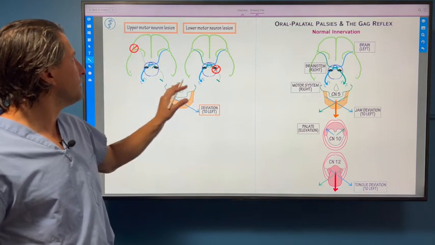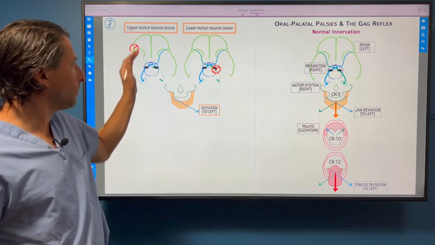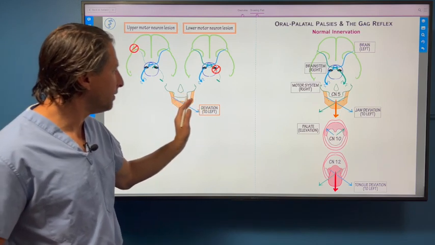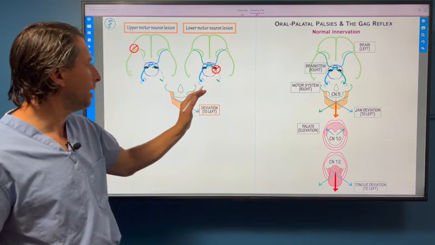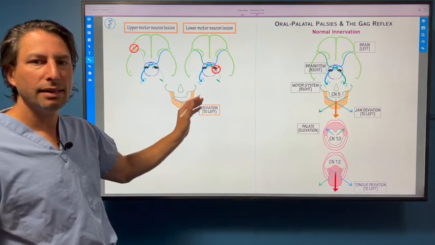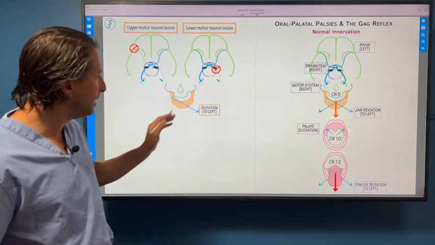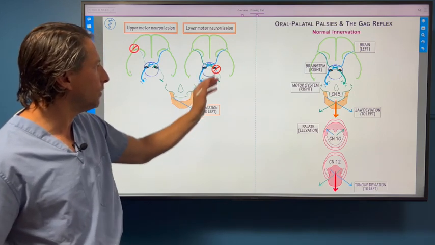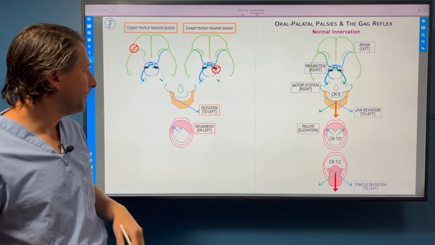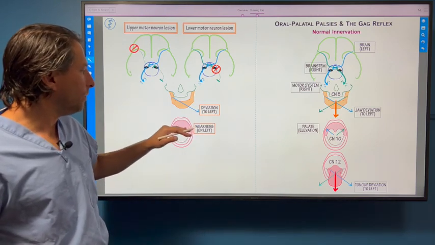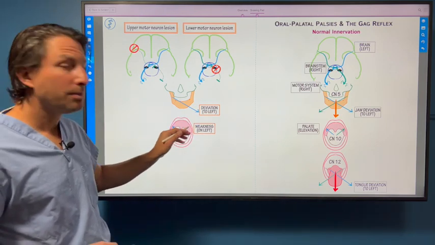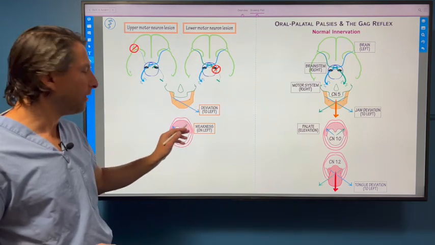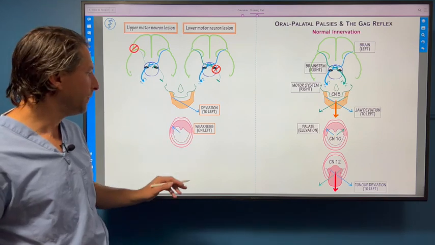So in both of these instances, upper motor neuron lesion on the right and a lower motor neuron lesion on the left, there's going to be jaw deviation in this direction towards the left. And why is that? Well, because this side that's affected is unable to deviate in the opposite direction, so it's going to point towards the lower motor neuron injury here. In a palatal weakness, there's going to be weakness on that ipsilateral side. So if the left is affected here, then the left palate is going to be unable to elevate.